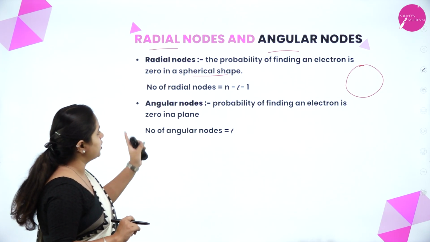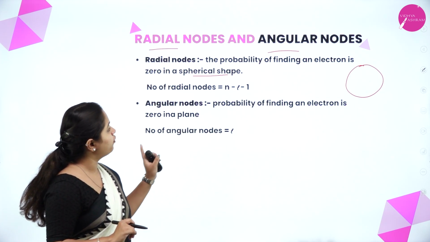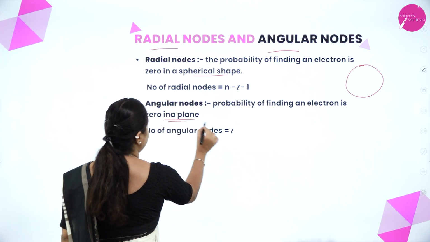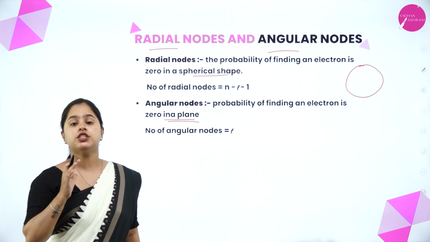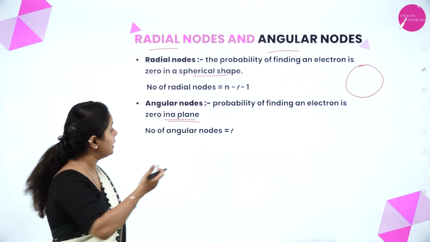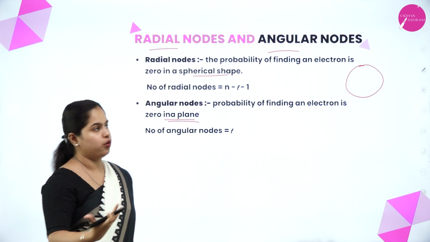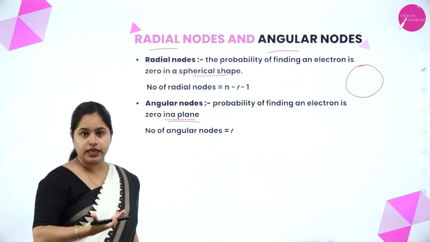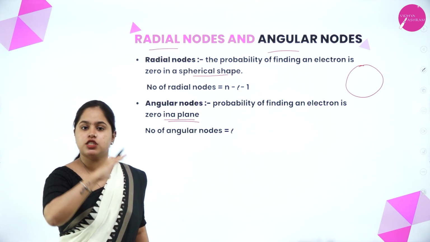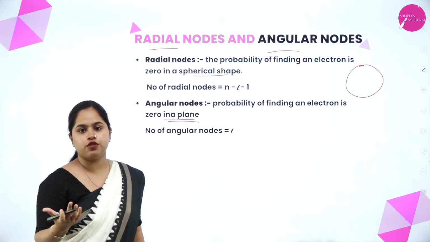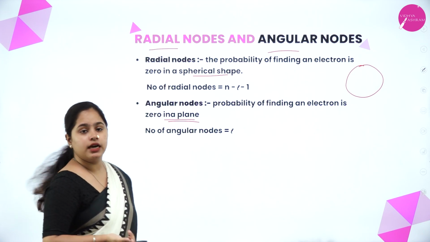Okay, so what is the difference? Angular nodes: the probability of finding an electron is 0 in a plane. If the probability of finding an electron is 0 in a plane, it is angular node. If it is 0 in a spherical area or a spherical shape, then that is radial nodes.